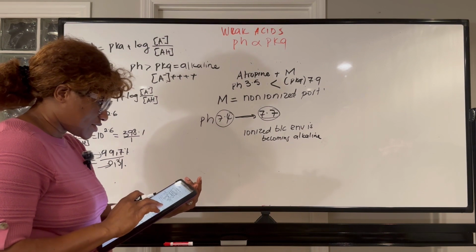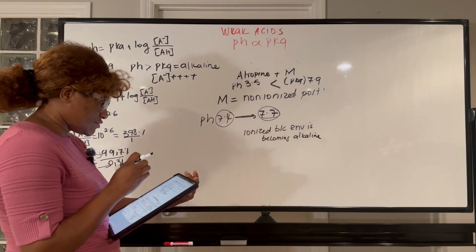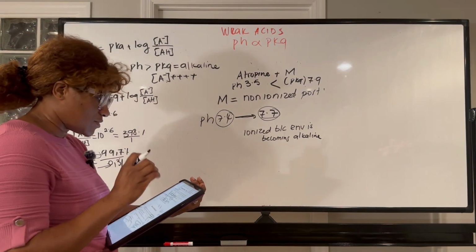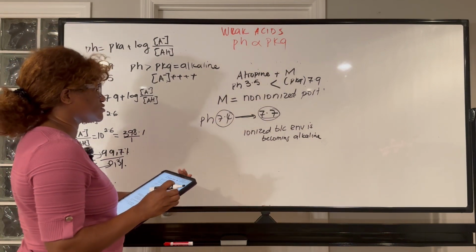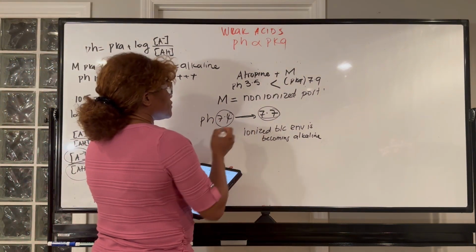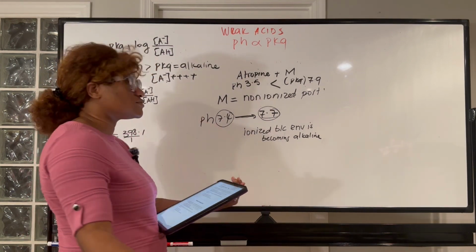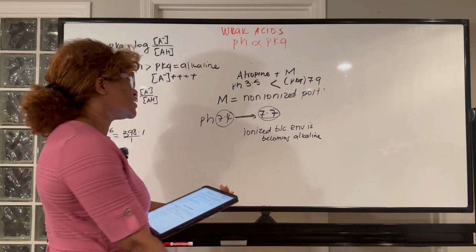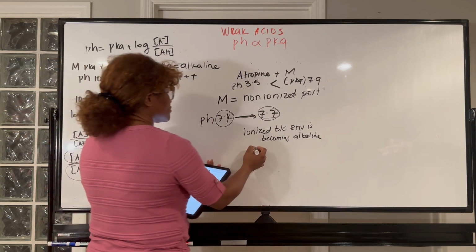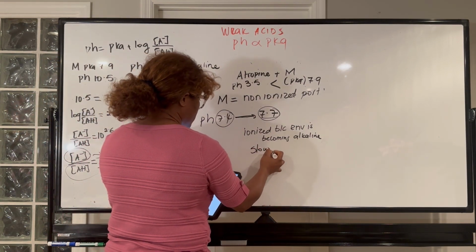So the next question, based on your answer on the previous question, what will happen to the speed of induction? The ionized portion is the portion that is easily excreted, is water soluble, is not active, so the speed of induction is going to be slower.